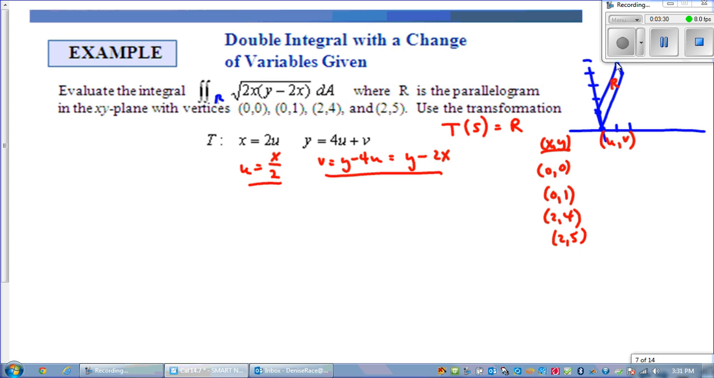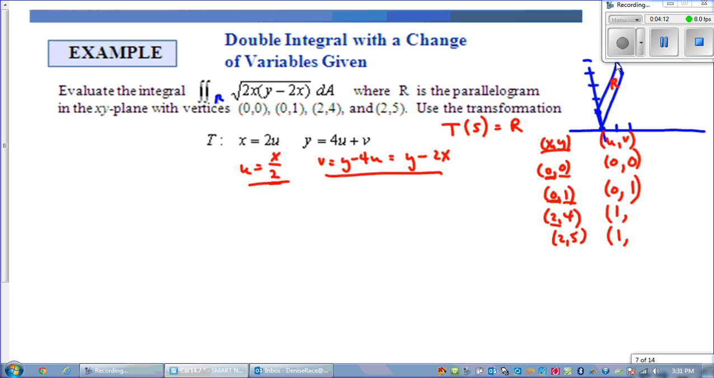I know u will be the x over 2. So the x here is 0, so the u will be 0 also. To find v, v is the y, which is 0, minus 2 times the x. So it'll also be 0. Next, u, which is x over 2, is 0 over 2, which is 0. The v will be y, which is 1, minus 2 times the 0. So it'll be 1. Now, for x equals 2, the u will be x over 2, so 2 over 2 is 1.